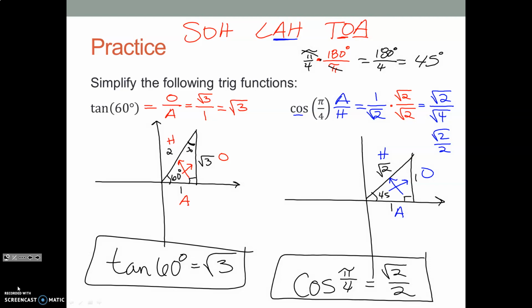And that's how you find the general angle for these trig functions. In the next video, we're going to do the exact same thing, but we're going to take it one step further, and we're going to see some negatives show up in there.